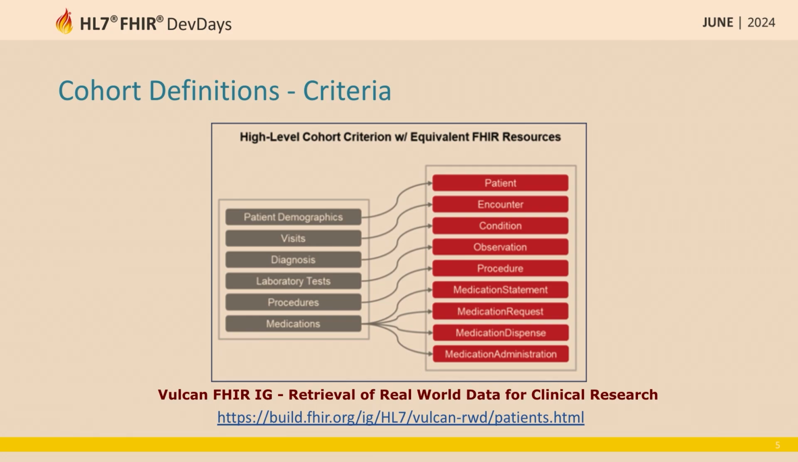So for example, you can have criteria based on patient demographics, birth date or gender. These can be captured in a patient resource. You can have criteria based on visits to a hospital, for example, the visit date and so on. You can have criteria based on diagnosis, what the patient was diagnosed with, lab tests, procedures, medications, and so on.